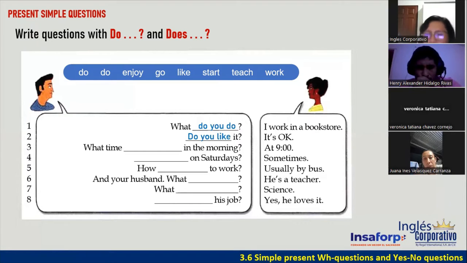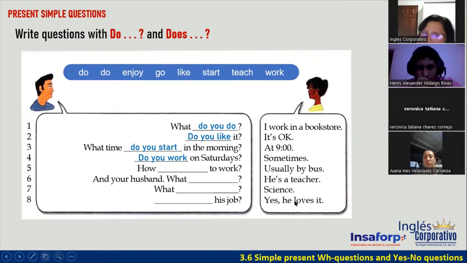¿Verdad? Esta es una yes, no question. Yo puedo responder con un yes, I do, or no, I don't, or it's okay. What time do you start in the morning? At night. Este es un ejemplo de una WH phrase porque tiene más de una palabra antes del auxiliar. No es como what do you do, que es una WH word. Luego, do you work on Saturdays? Yes, I do. No, I don't.